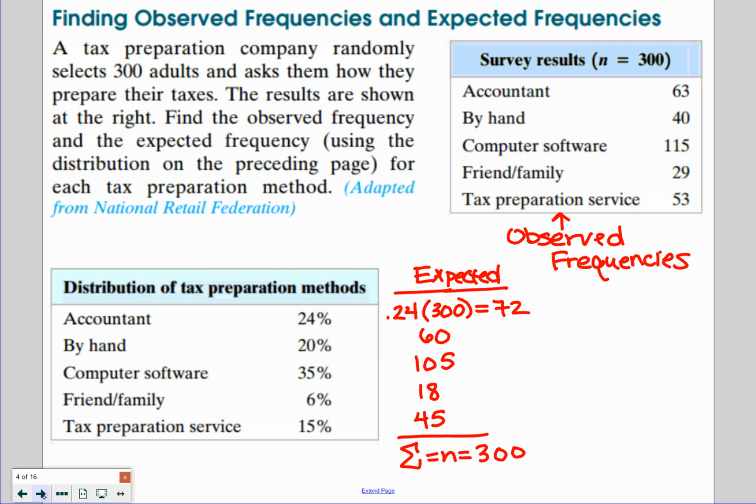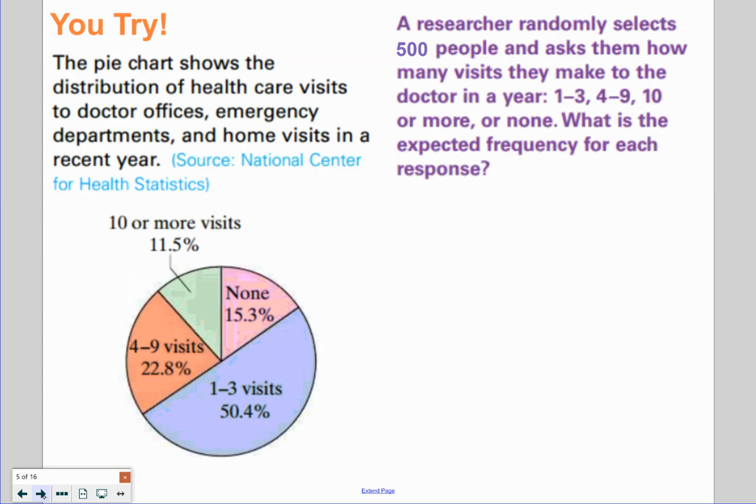All right, so with your handout, you guys have this problem on there. It says the pie chart shows the distribution of healthcare visits for doctor's offices, emergency rooms, and home visits in a recent year. A researcher randomly selects 500 people and asks them how many visits they make: 1 to 3, 4 to 9, 10 or more, or none. What is the expected frequency for each response?